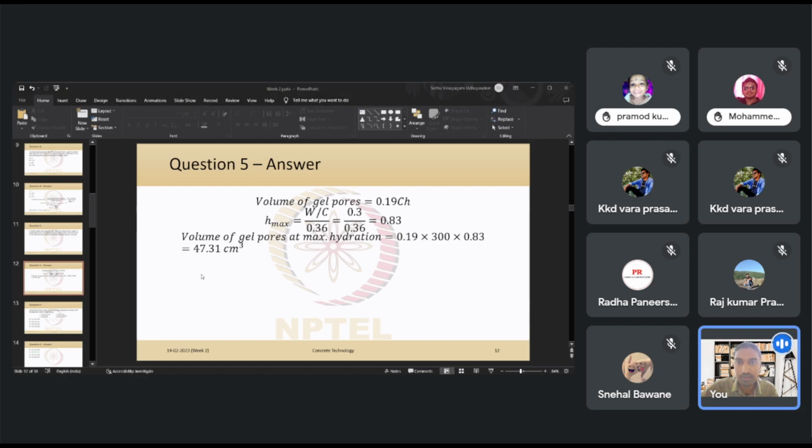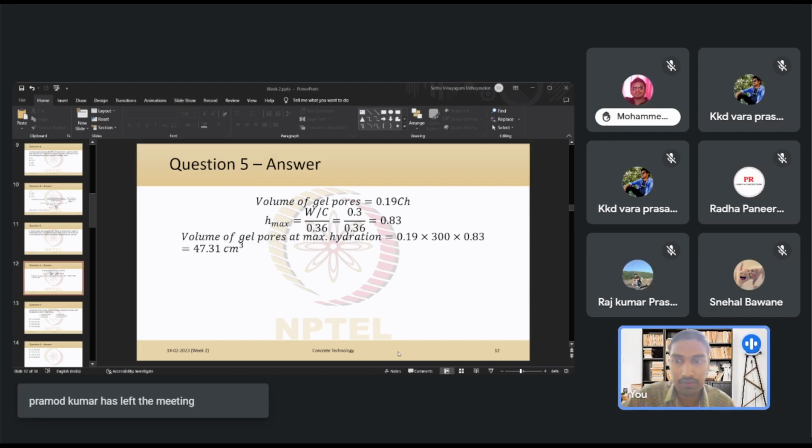Any questions? So we are using the concept that we learned in the previous question, right? So for a given Hmax, we know the relation between Hmax and the W by C, right? So we are using that relationship to determine the maximum degree of hydration, and then using that to get the volume of gel pores, right? So the answer is 47.31.